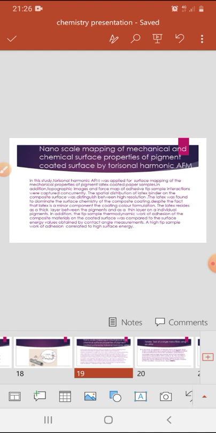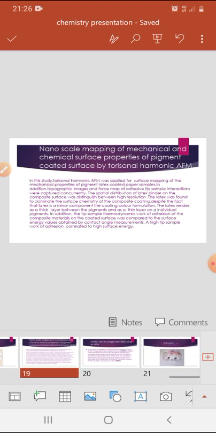The latex resides as a thick layer between the pigments and as a thin layer on individual pigments. In addition, the tip sample thermodynamic work of adhesion of the composite material on the coated surface was compared to the surface energy values obtained by contact angle measurement. A high tip sample work of adhesion correlated to high surface energy.